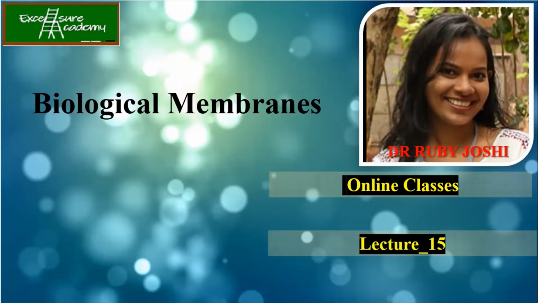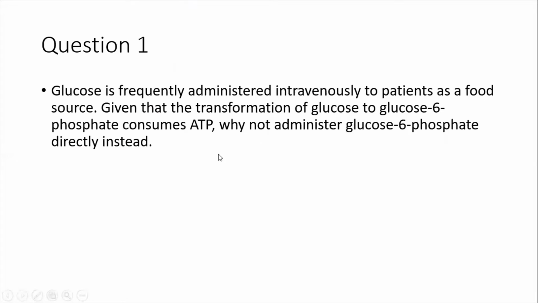Before I proceed, I just thought of checking the concept clarity of you guys. One question I have got over here: glucose is frequently administered intravenously to patients as a food source. I hope you know what intravenously means, directly into the blood, IV. Given that the transformation of glucose to glucose 6 phosphate consumes ATP, why not administer glucose 6 phosphate directly instead?